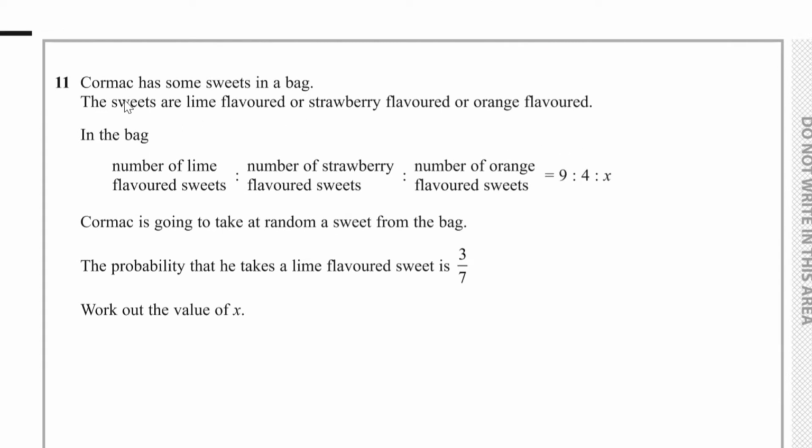Question number 11. Cormac has some sweets in a bag. The sweets are lime flavoured or strawberry flavoured or orange flavoured. In a bag, the ratio of the number of lime flavoured sweets to the number of strawberry flavoured sweets to the number of orange flavoured sweets is 9 to 4 to X. Cormac is going to take at random a sweet from the bag. The probability that he takes a lime flavoured sweet is 3/7. We have to work out the value of X.